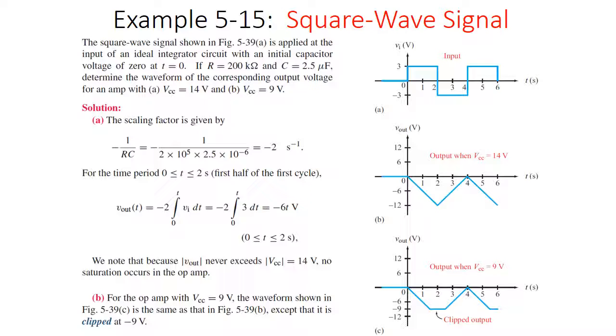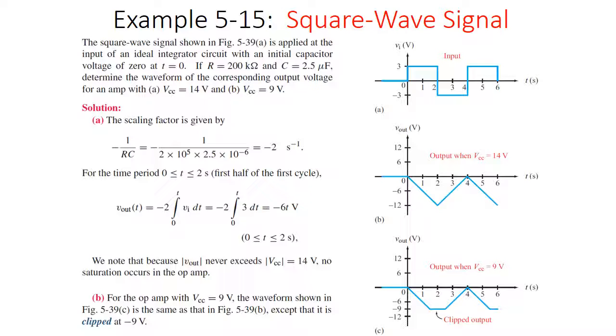The question is asking: a square wave signal is applied to the input of an ideal integrator circuit with an initial capacitor voltage of 0. That means the capacitor isn't going to start charged. We have R equals 200 kilohms, C equals 2.5 microfarads. Determine the waveform of the corresponding output voltage for an op-amp with a VCC of 14 volts in part A, and a VCC of 9 volts in part B. We're going to plug some of this in to calculate our output and what that looks like.